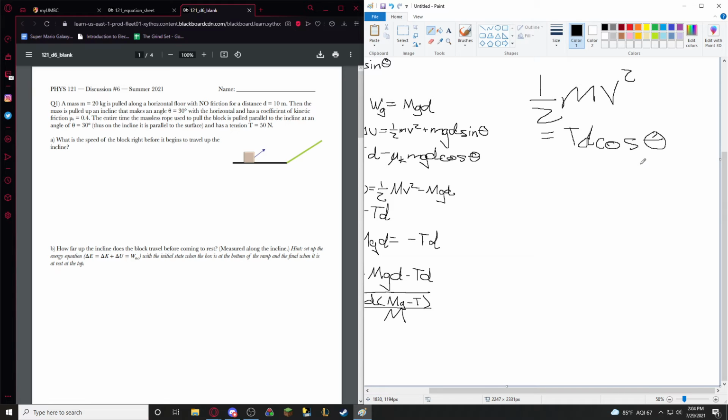So then how far up the incline does the block travel before coming to rest? Wait, the mass is pulled up, parallel. Oh, okay, I see. So how far up the incline does the block travel before coming to rest? How do we solve for that? This one is rough.